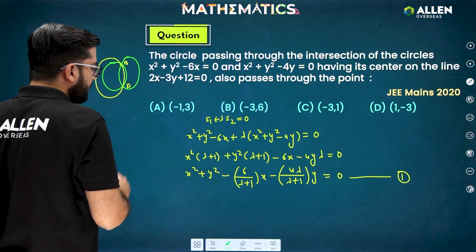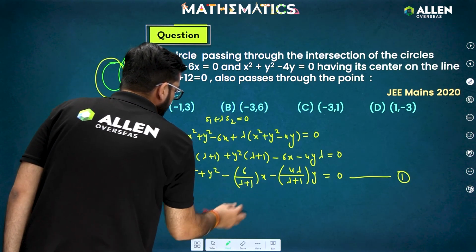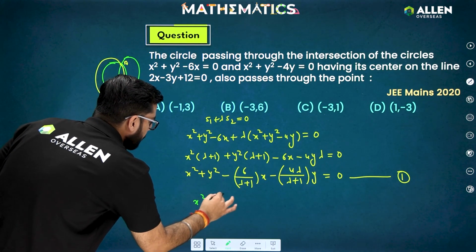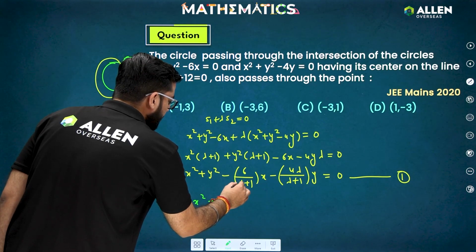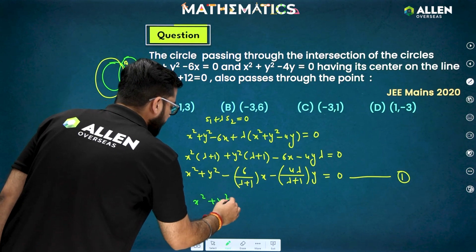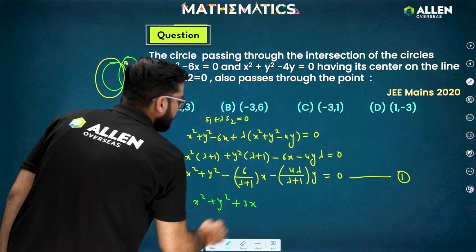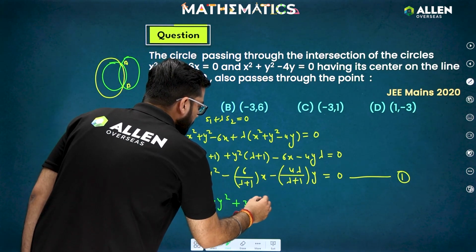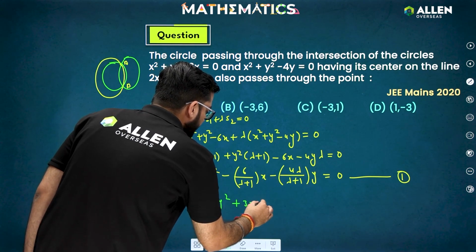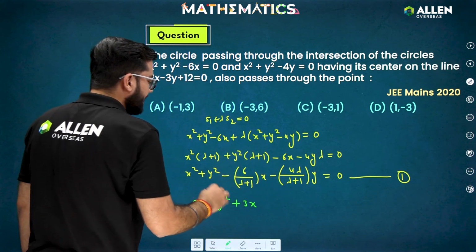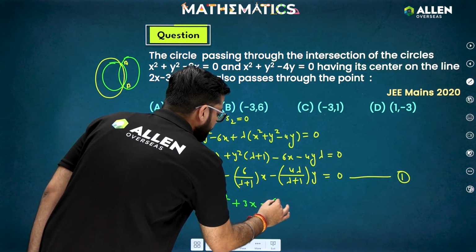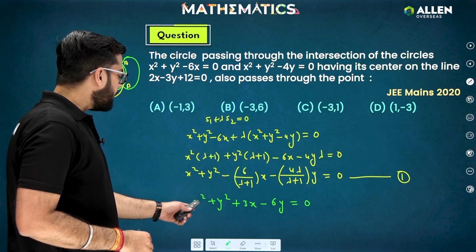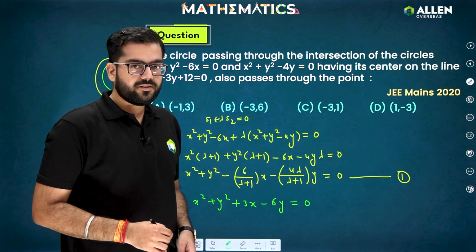So you can put it in equation number 1. When I put lambda equal to minus 3, you will get x square plus y square. Here lambda plus 1 is minus 3 plus 1, which is minus 2, then you will get plus 3x. Similarly, minus 3 plus 1 is minus 2, and there you will get minus 2 lambda, then plus 2 lambda, but because lambda is minus 3, you will get minus 6y is equal to 0. You have the equation x square plus y square plus 3x minus 6y is equal to 0.